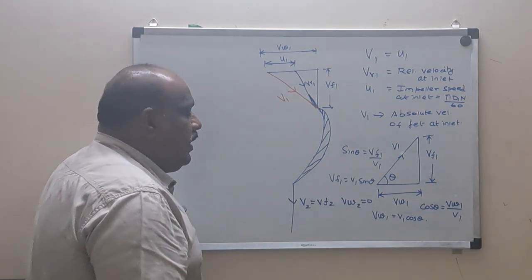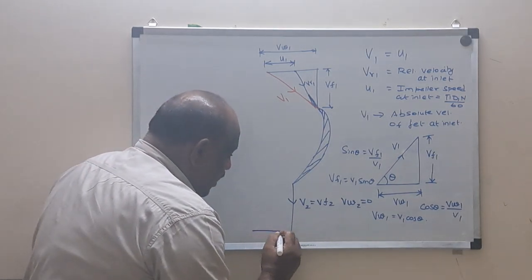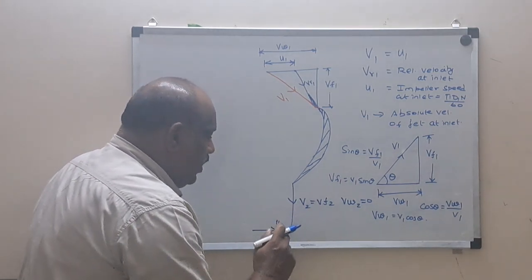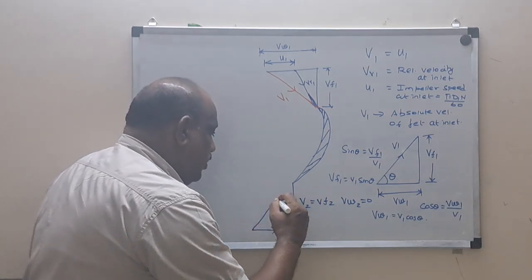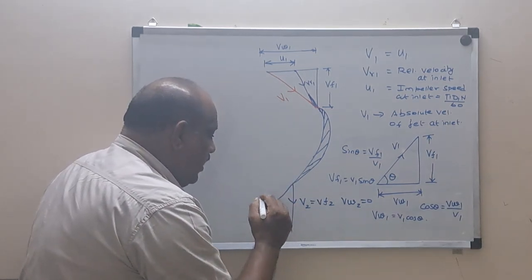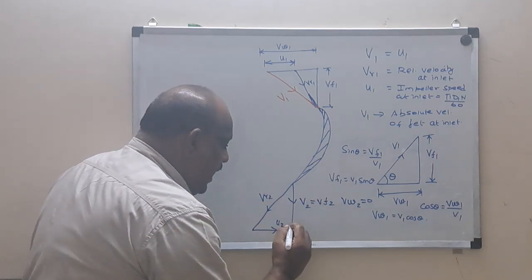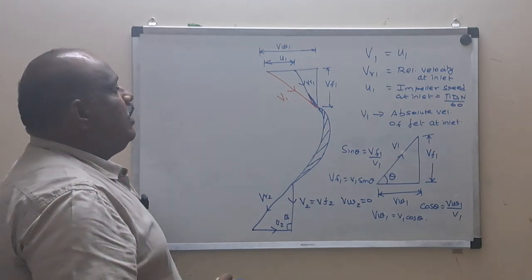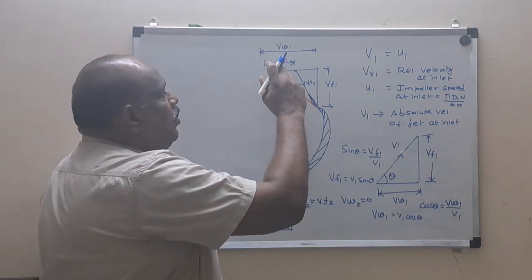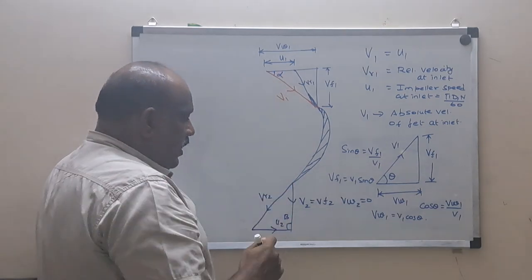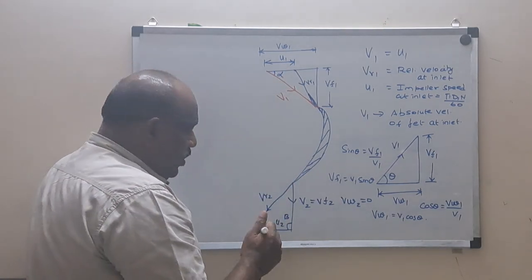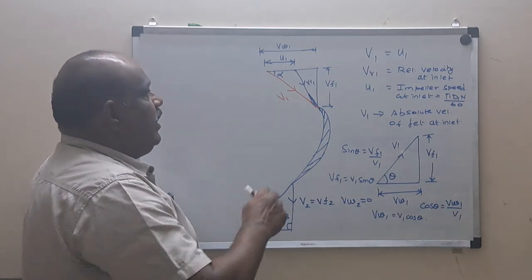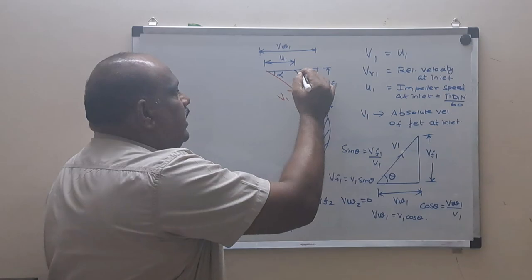Now, what about the blade speed? The blade speed will be U2. The one which comes between V2 and U2 is nothing but my VR2. So, this is my relative velocity VR2. This angle is beta. The angle between V2 and U2 is beta. The angle between V1 and U1 is alpha. The angle between U2 and VR2 is phi. The angle between U1 and VR1 is called theta.